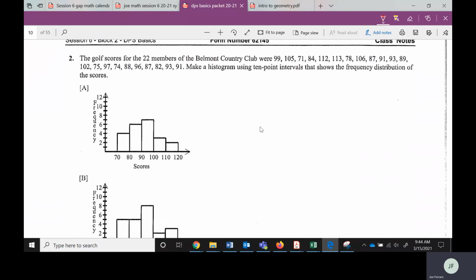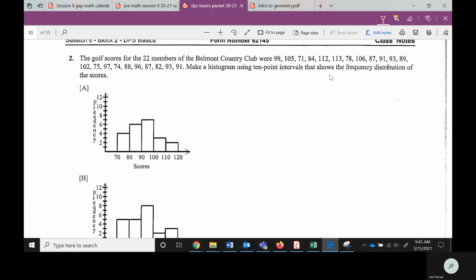Okay, so this one we have a little bit of work to do, but again, it's not hard. It's just going to take some time to set up, and we have to look at all the data and record things. So here it says the golf scores of 22 members of the country club, and then they list their scores. It says make a histogram using 10-point intervals that shows the frequency distribution of the scores.